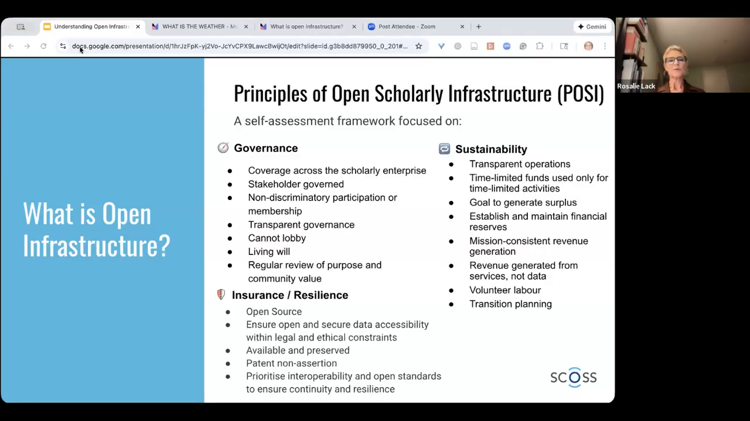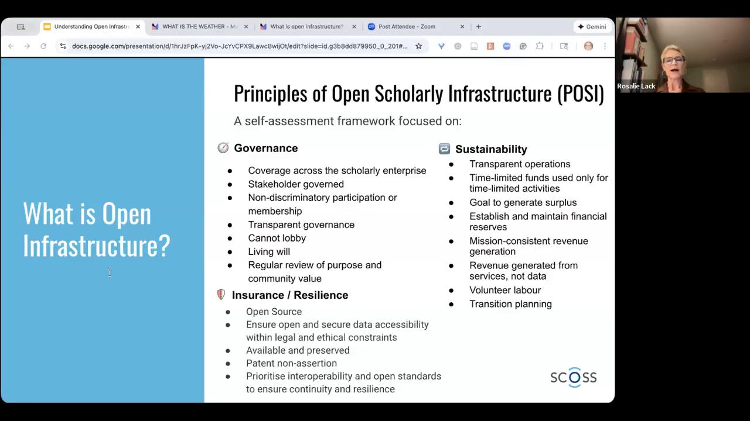So it ensures that open infrastructure remains open and durable over time. That's because this infrastructure is asking questions like, are you transparent? Is your data freely available? Are you using open source? Do you have a succession plan? If for some reason the director you have now is no longer the director, what is your succession plan?